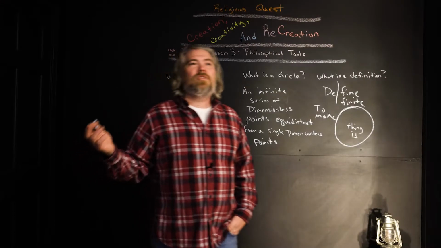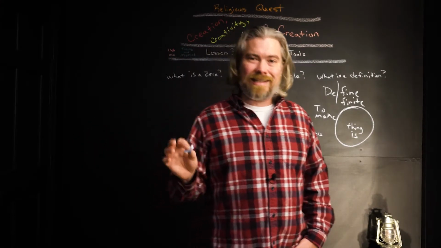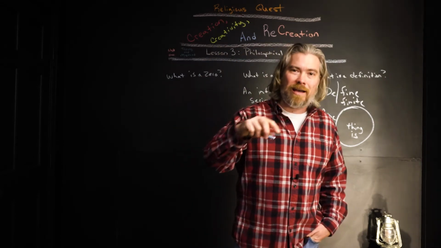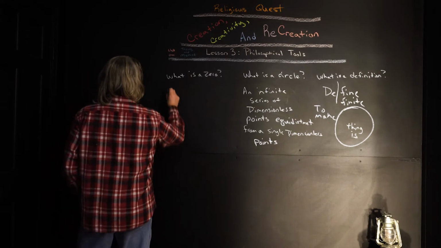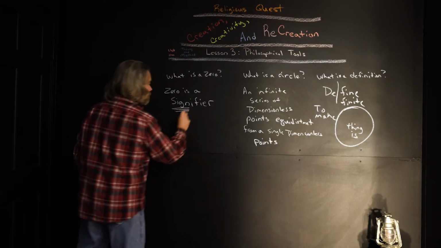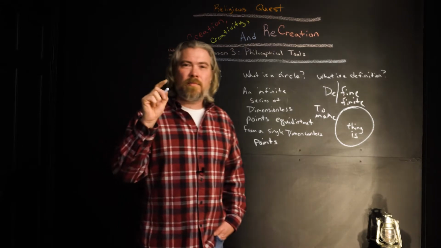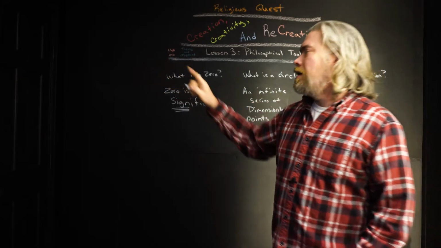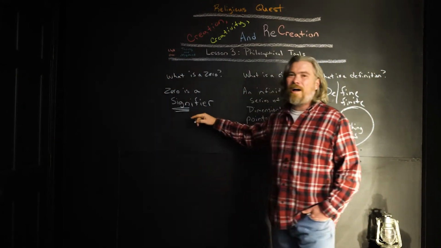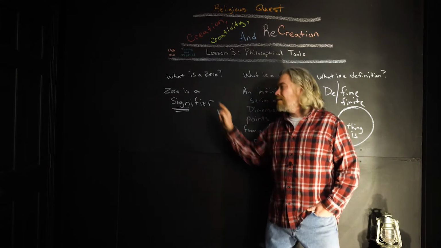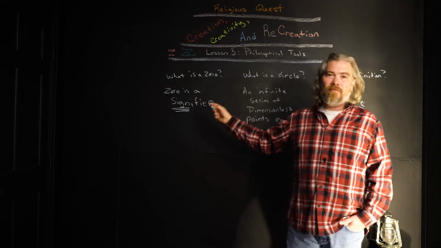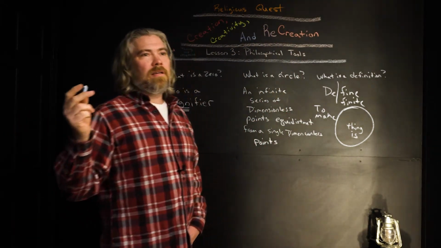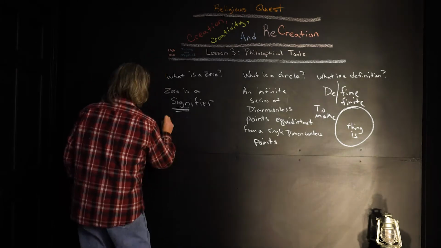What is a zero? Let's give a definition of a zero. Well, zero is a signifier. A signifier is something that points to something that it signifies. Think of a sign, right? A sign is something that points, like a sign that points, this is the way to the bathroom or whatever. So a signifier is something that points to things. So zero is a signifier. What kind of signifier is it? It's a signifier that signifies nothing.